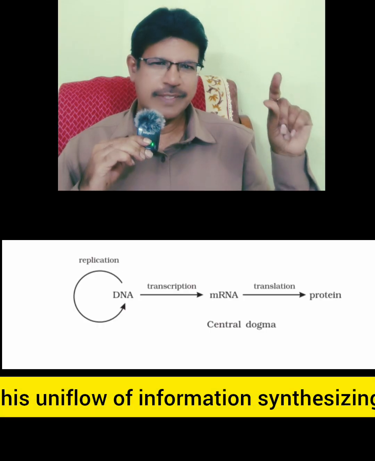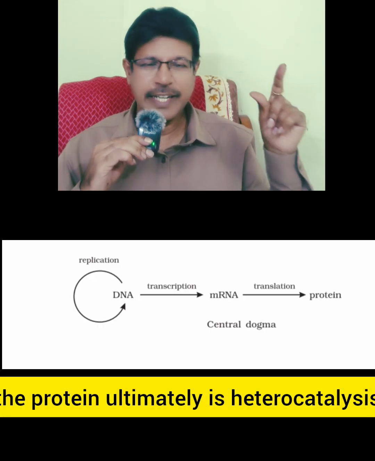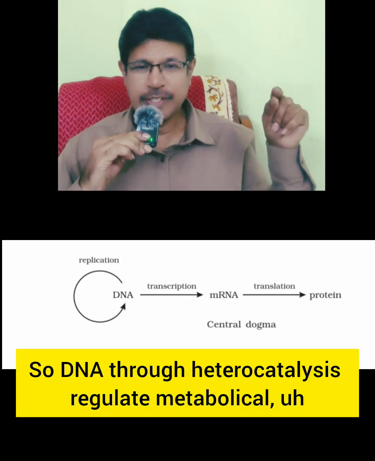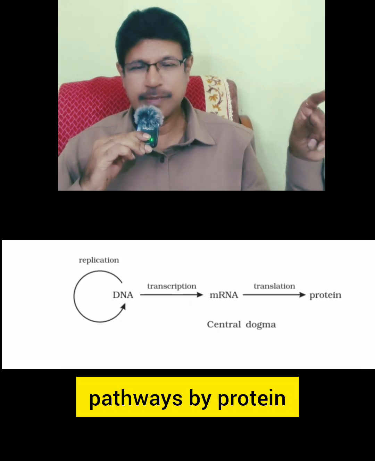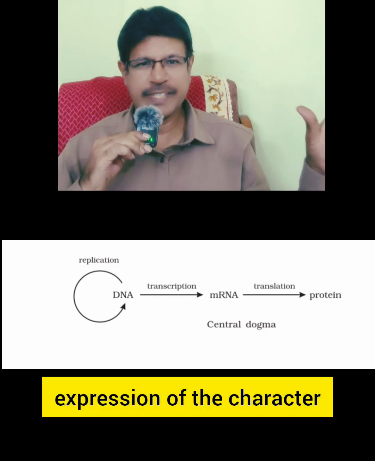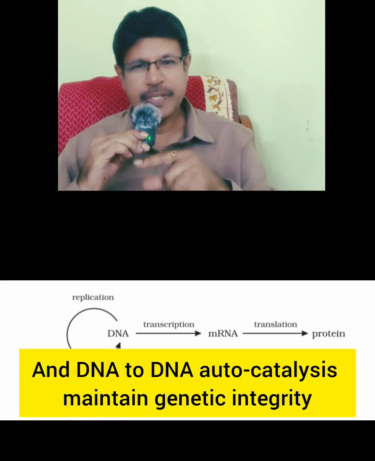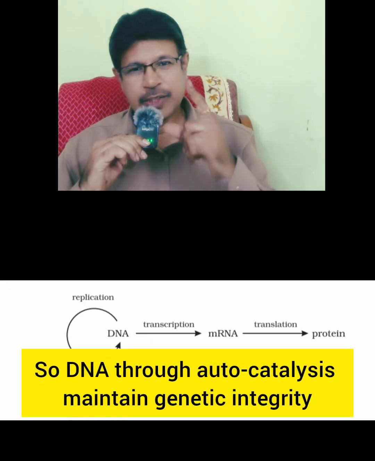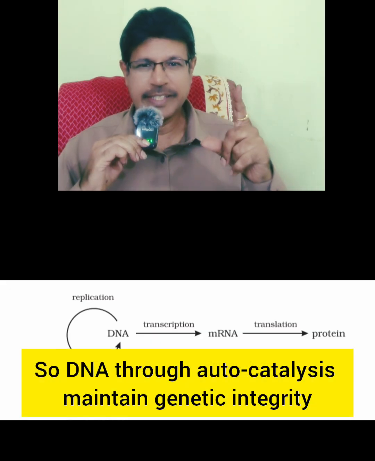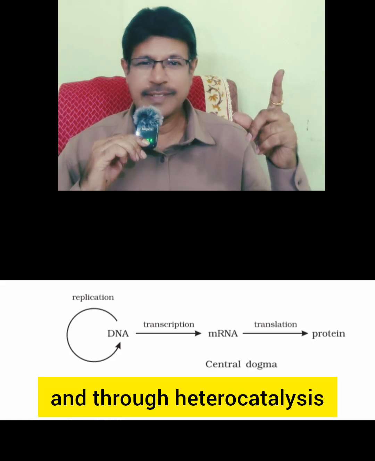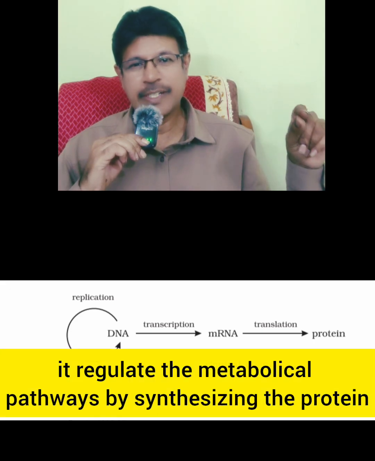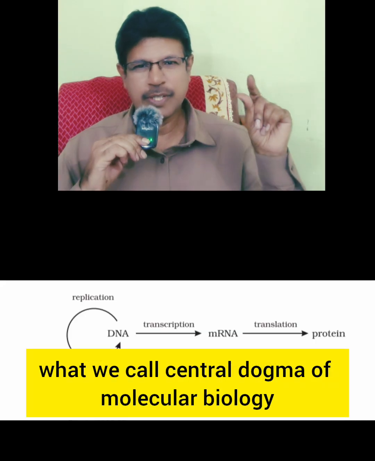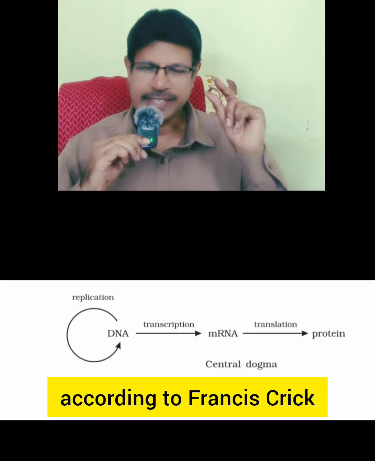of information synthesizing the protein ultimately is heterocatalysis. So DNA through heterocatalysis regulates metabolic pathways by protein, expression of the character. And DNA to DNA autocatalysis maintains genetic integrity. So DNA through autocatalysis maintains genetic integrity, and through heterocatalysis it regulates the metabolic pathways by synthesizing the protein. This is what we call the central dogma of molecular biology according to Francis Crick.